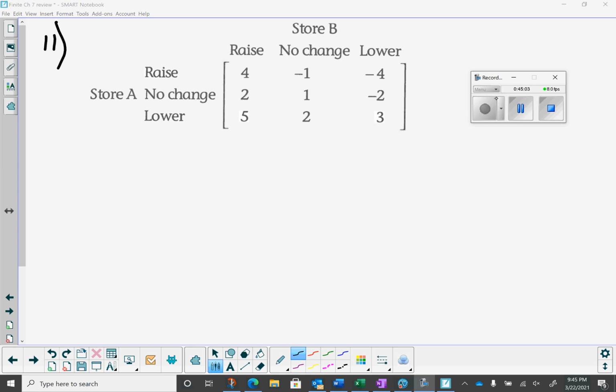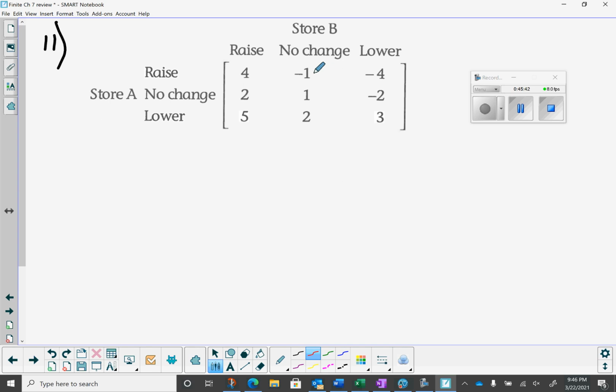So if again you think back to the pizza war problem, that was actually a 4 by 4 rather than this one's just a 3 by 3. But what we need to do here is get it down to a 2 by 2. Then we could go ahead and use our algebra skills there to determine best strategies. Okay, so from the perspective of store A, raise, no change, or lower, I think this is just from a business standpoint, this is rather obvious.